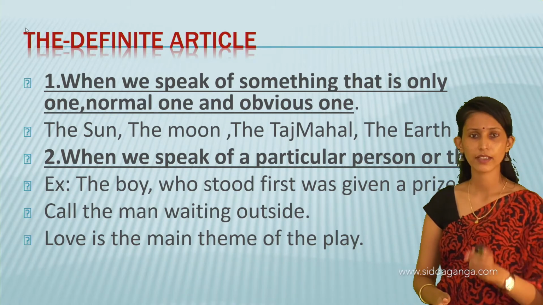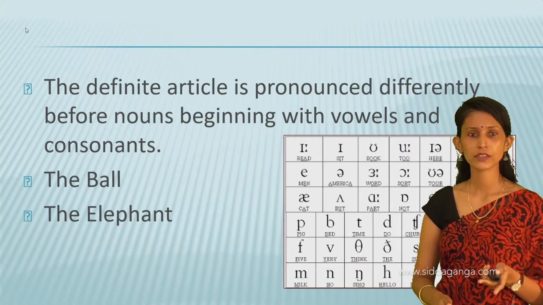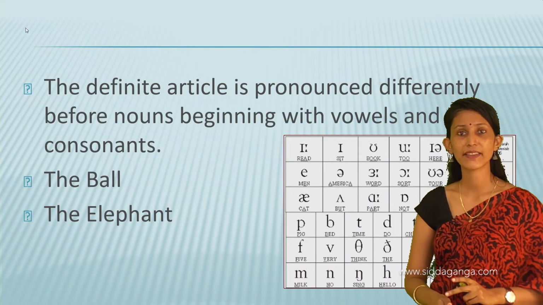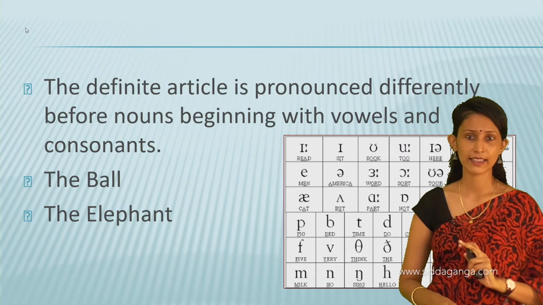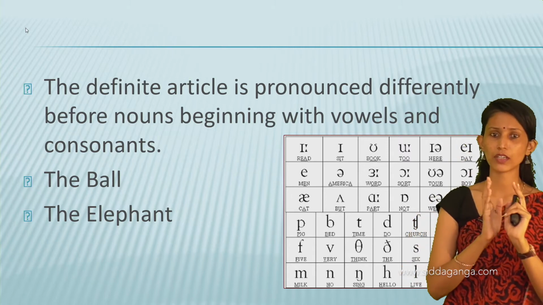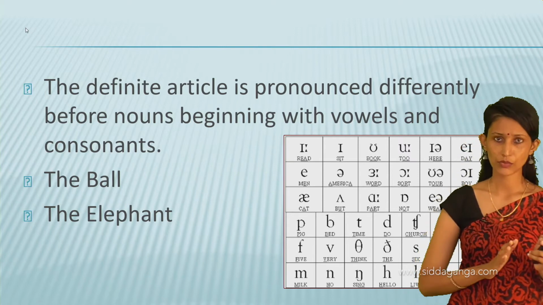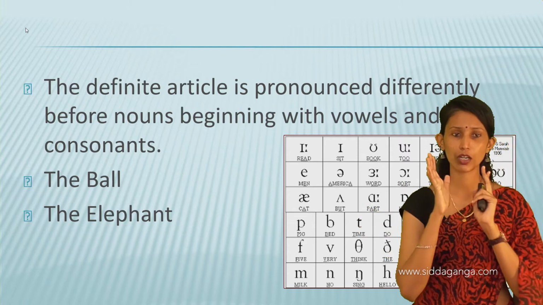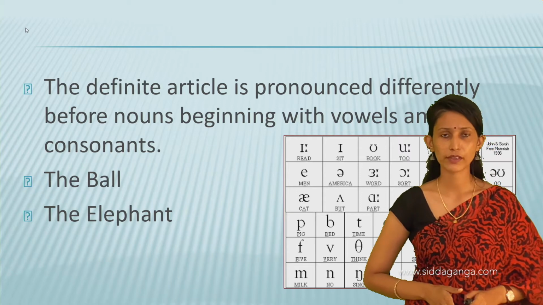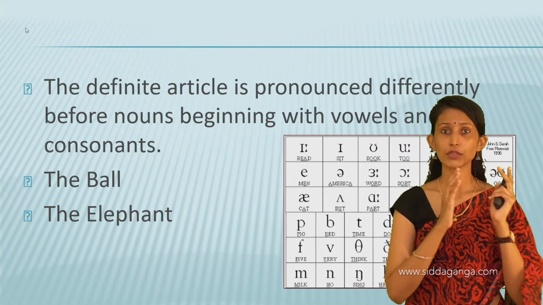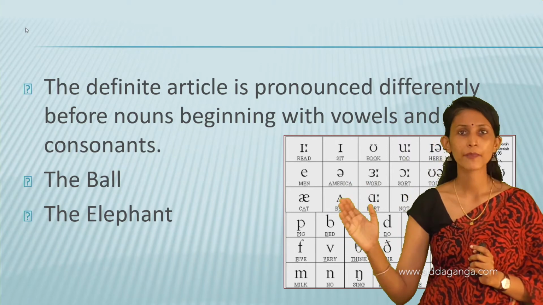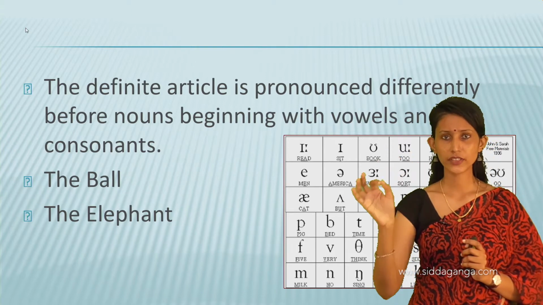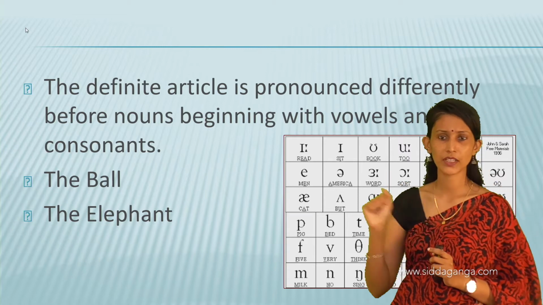That is the definite article. Then we have two ways of pronouncing the. It is pronounced differently before nouns that begin with vowels and with consonant sounds. So it's the ball and the elephant. The before consonants, the before vowels. This you must always keep in mind anytime you read your text or you're making speeches anywhere. The ball, the elephant. The before consonants, the before vowels. Alright, now I'll tell you how it is.